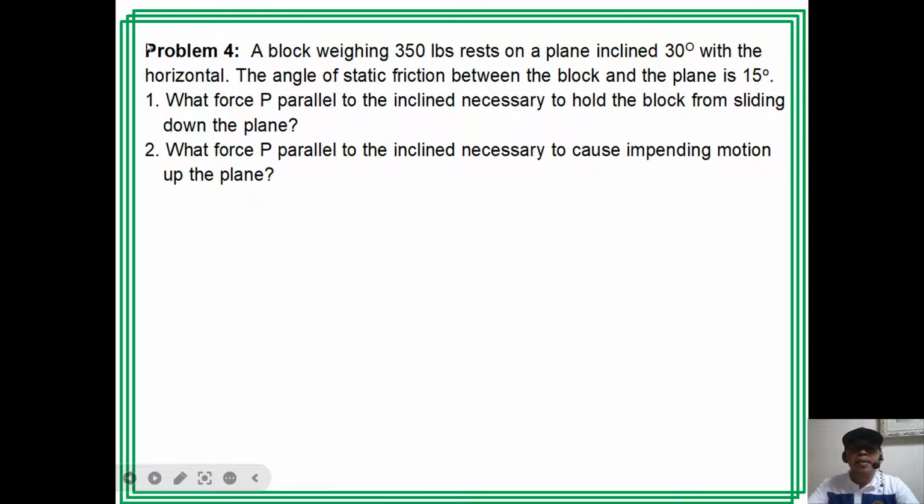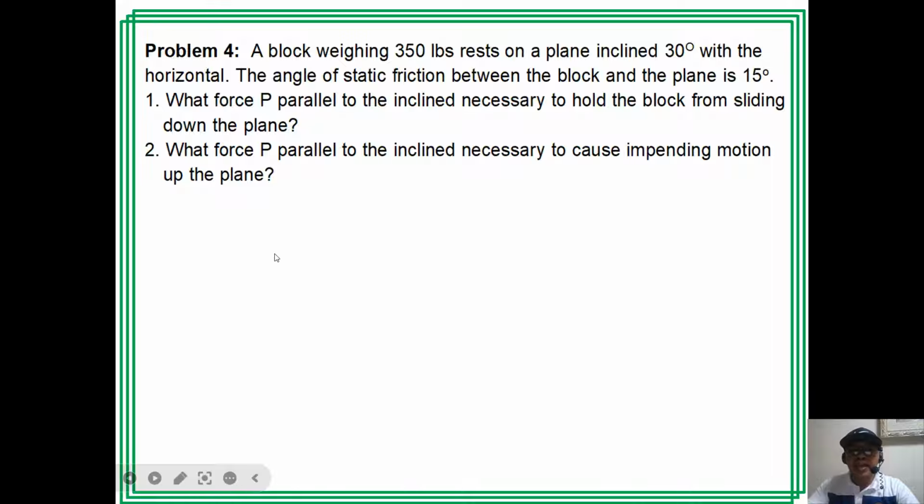Example, we have here problem number 4. A block weighing 350 pounds rests on a plane inclined 30 degrees with the horizontal. The angle of static friction between the block and the plane is 15 degrees. So this is angle phi, the angle of friction. Number 1 question: what force P parallel to the incline is necessary to hold the block from sliding down the plane?